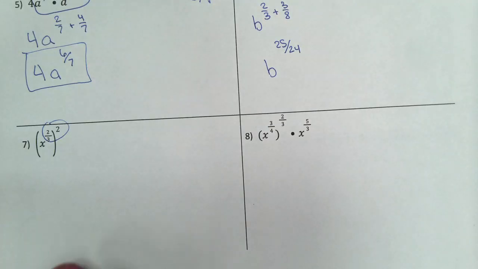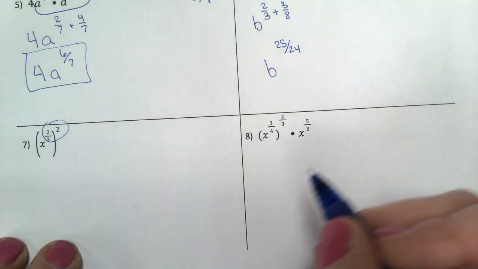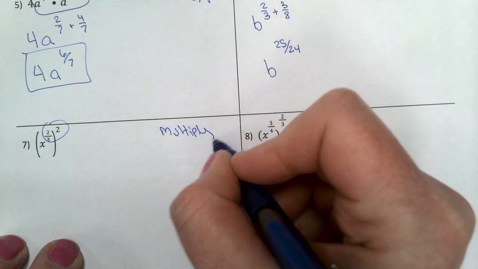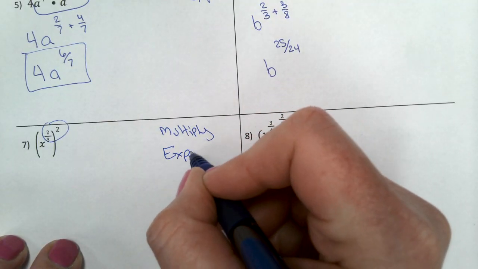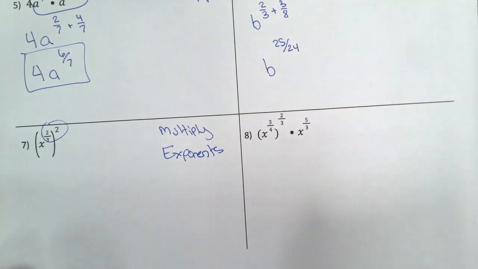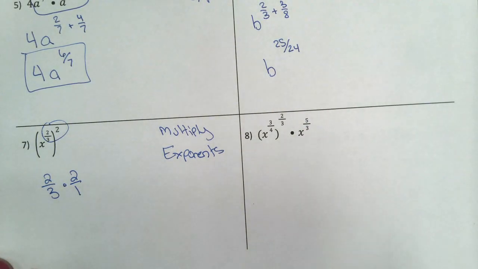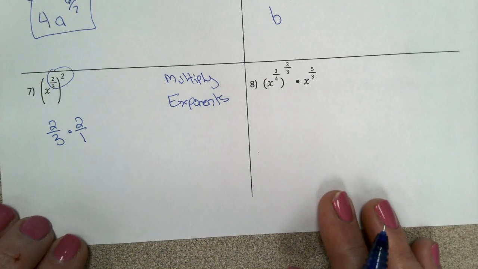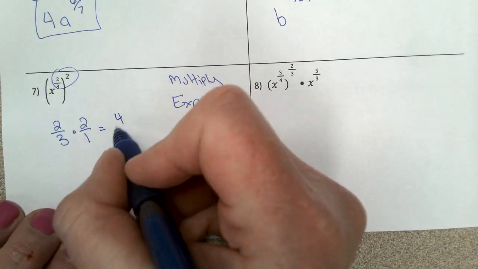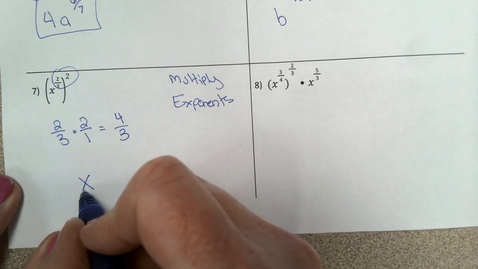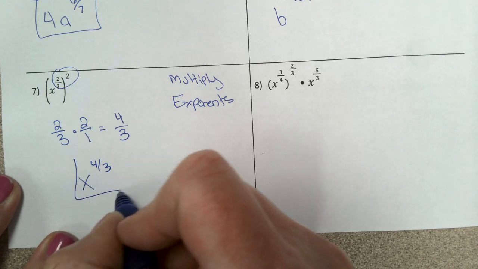Here we have an exponent raised to an exponent. When you have an exponent raised to an exponent, you multiply your exponents together. So I'm taking 2/3 times 2/1. There we go. We multiply fractions straight across, and you get 4/3. You could also enter that in your calculator if you wanted to. This is x to the 4/3.